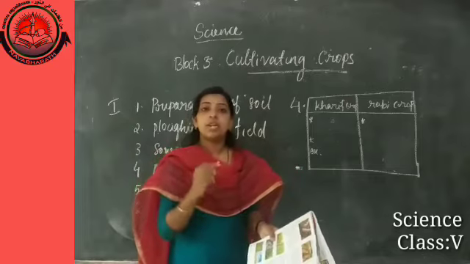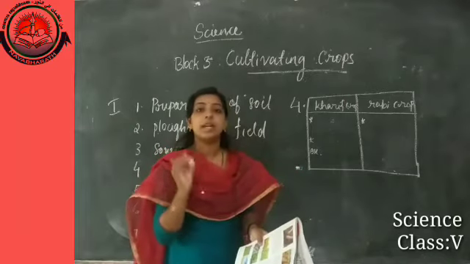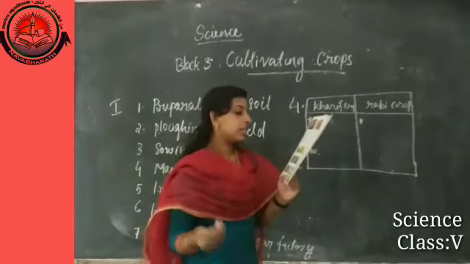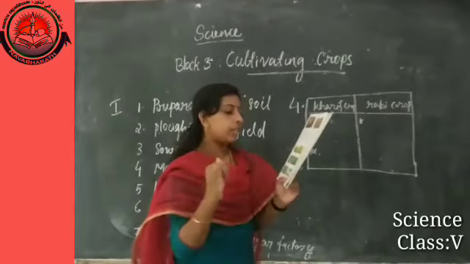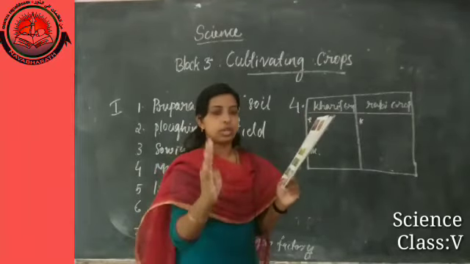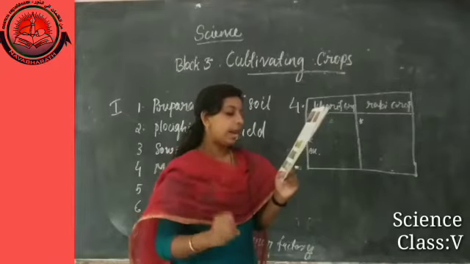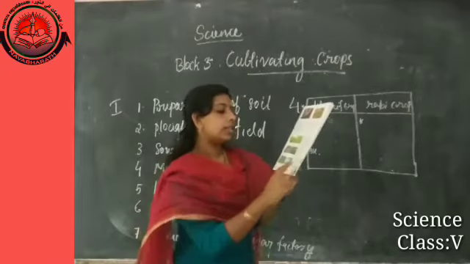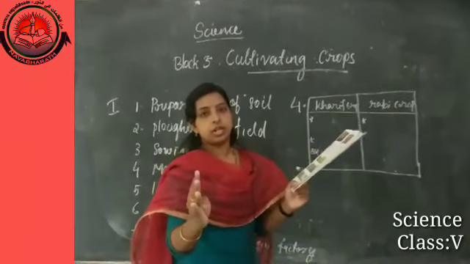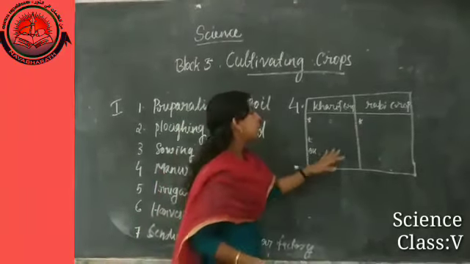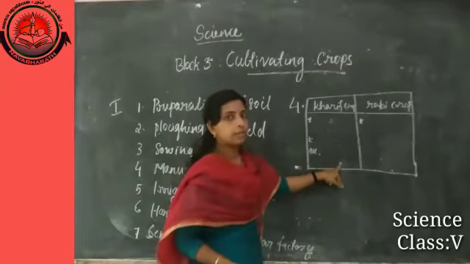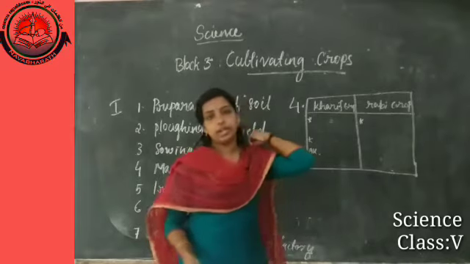Here it is already mentioned, we have to write 4 examples in each case. So there will be 4 examples. Here you can see paddy for Kharif crops: paddy, maize, soyabean, groundnut, 4 examples. And for Rabi crops, examples given here are wheat, gram, peas, mustard. So 4 examples. In this table itself you can write any one of the points and the examples. Okay, like this you can write.